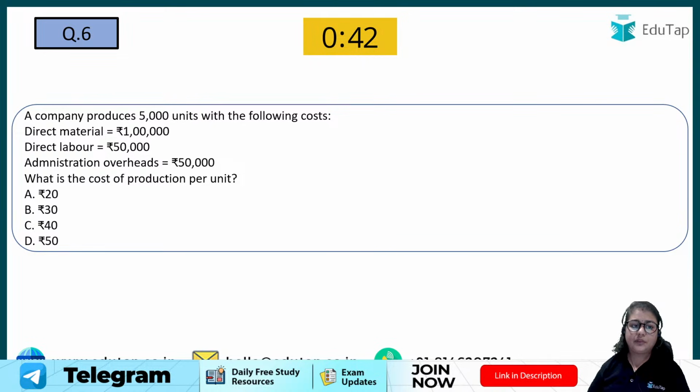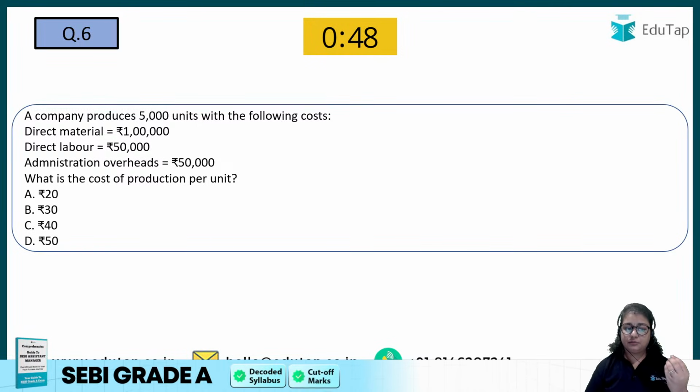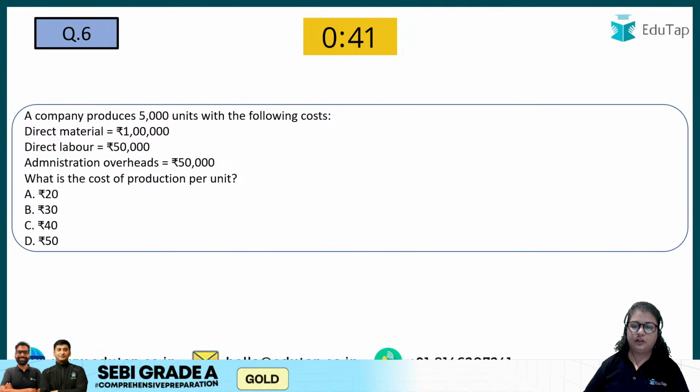Now, question number 6. Question number 6 is a numerical problem, and it is very easy. If you have understood the previous 2 questions, you will be able to answer it very nicely. Before I explain it to you, give me the answer in the chat box. So meanwhile, I'll also solve it here.